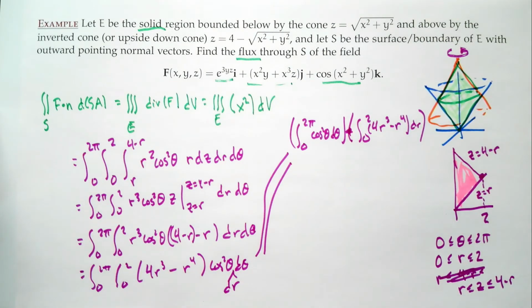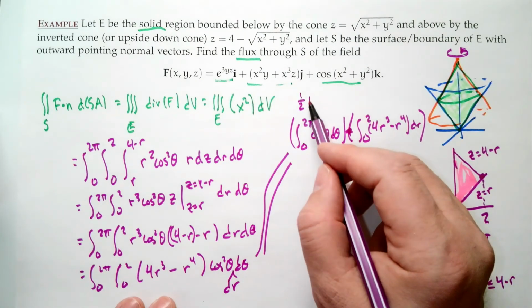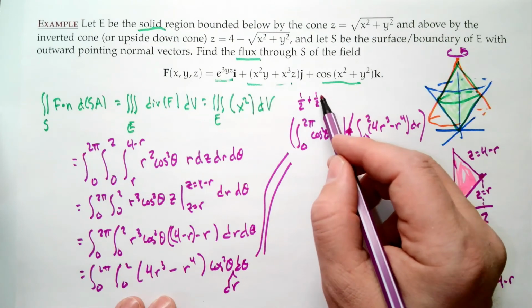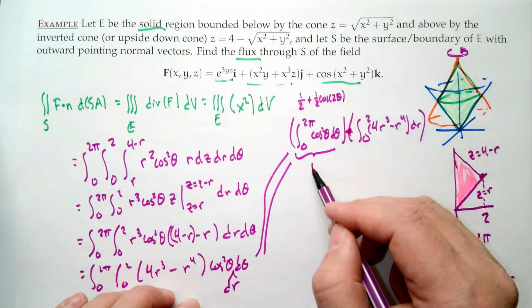Now the integral of cosine squared, the way you would do that, I'm just going to quickly talk you through it. It'd be 1/2 plus 1/2 cosine 2 theta. And if you integrate that from 0 to 2 pi, this would be pi.